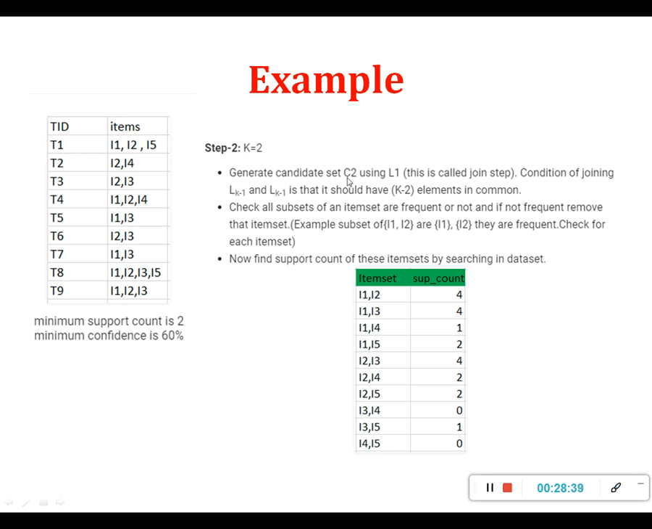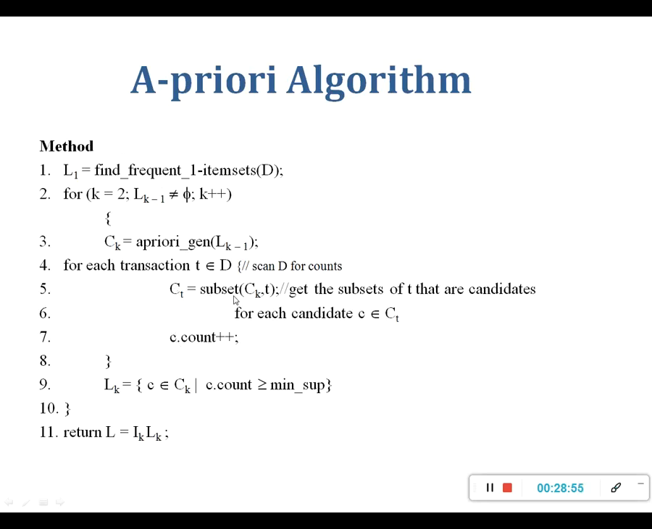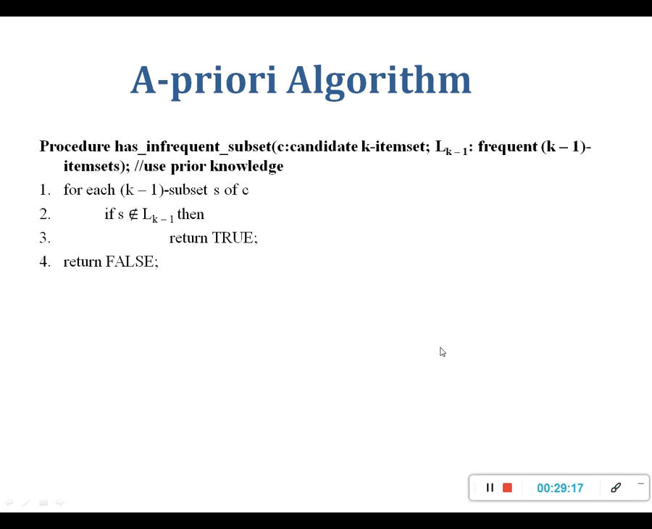Now here Ck is C2. So for this list C2 and the item set I1 and I2, we are checking whether their subsets are frequent. Yes, I1 and I2 are frequent, so I am checking for that. In the same way, in this algorithm it is mentioned that we check whether the subsets are frequent, and if they are frequent, then we have to calculate their frequencies, and after that we put the frequent sets we are getting into our L1 or L2 or Lk list.